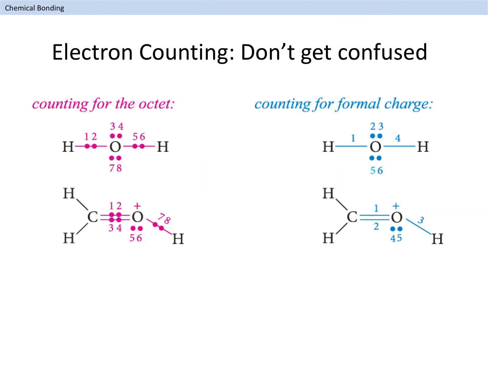Just a reminder regarding electron counting. The examples we just worked on together go over this in detail, but just to summarize, here are the 2 methods we use for counting electrons. First, remember that when counting for the octet, each bond counts as 2 electrons. For formal charge purposes, however, we split the 2 electrons of the bond evenly between the 2 atoms that are bonded together. So, for formal charge, each bond is worth 1 electron for each atom, even though we know there are 2 electrons in each bond.